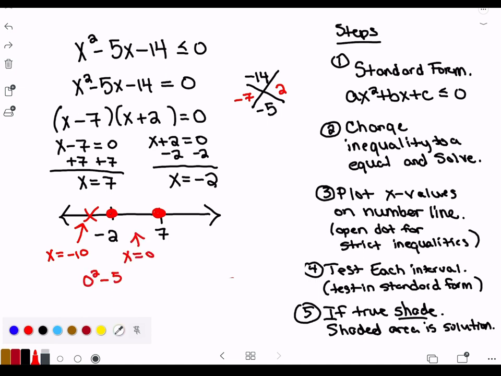Now in the middle, I pick 0. And when I plug in 0, I end up getting negative 14. Negative 14 is less than 0. That's true. So I shade that area.